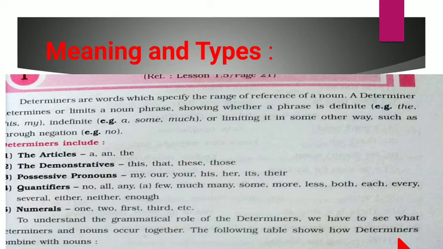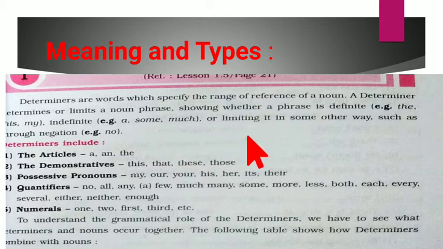A determiner determines or limits a noun phrase, showing whether a phrase is definite. Example: the, this, my. Indefinite: some, much, or limiting it in some other way, such as through negation: no. So here we understand, given the meaning, that it is to specify the range of the noun, and it is indicated by the words this, my, some, much, and sometimes by the word no.